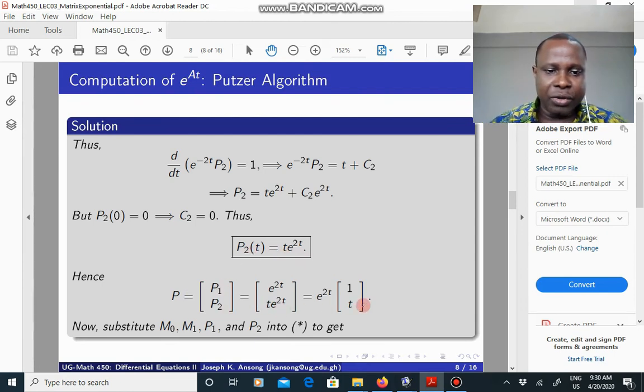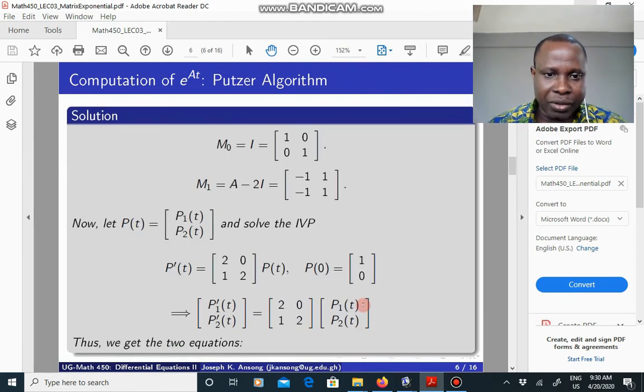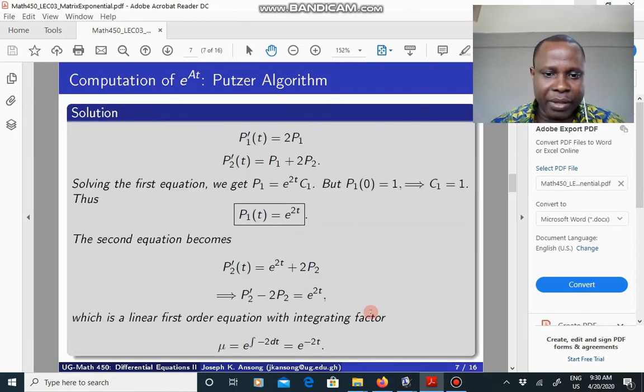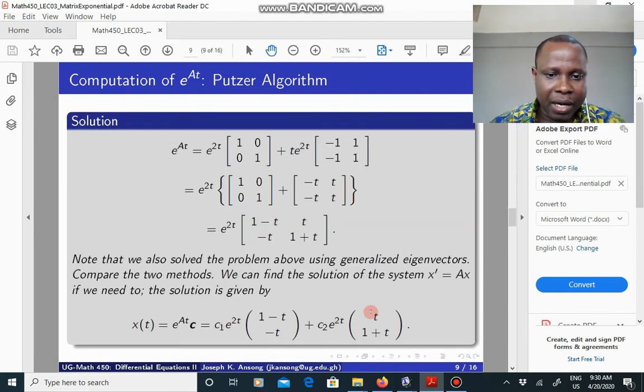Now we know the p's, and we know the m's. Let's go back and put them into equation star. We know P1, we know M0, we know P2, we know M1. So you put them in there, and when you plug them in, you get the matrix exponential to be equal to this. Rearrange terms, and you have this: e to the 2t times the matrix 1 minus t, t, 1 plus t.